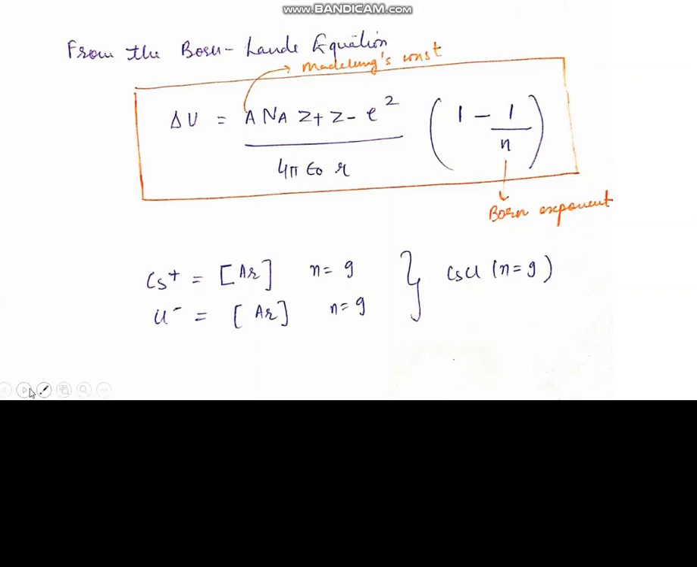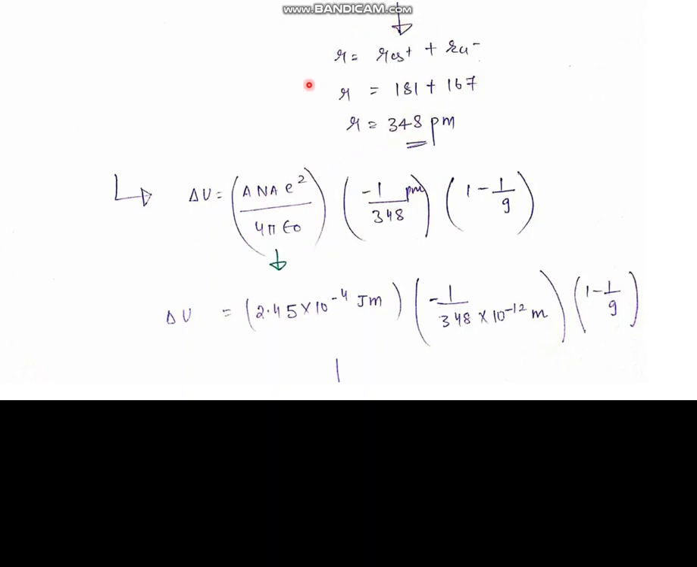So this is the value of your Born exponent. Now this is the value of your radius. The radius of your solid is the radius of Cs+ plus the radius of Cl-. The radius of Cs+ is 181 picometers and of Cl- is 167 picometers, so the radius is 348 picometers.